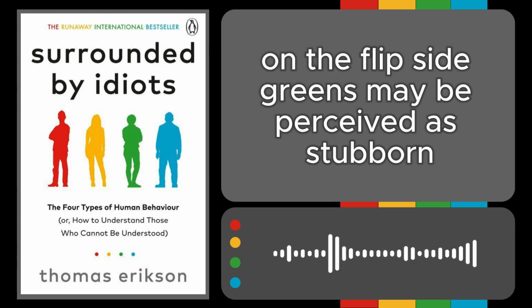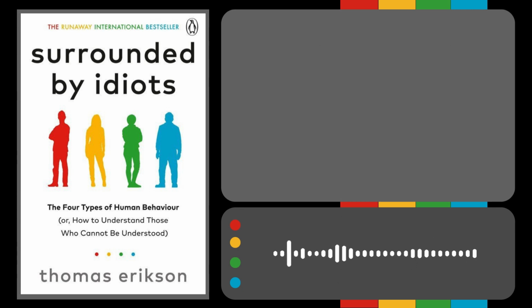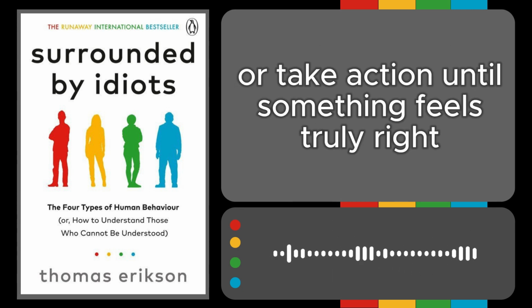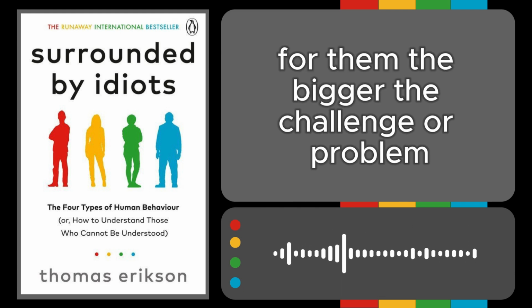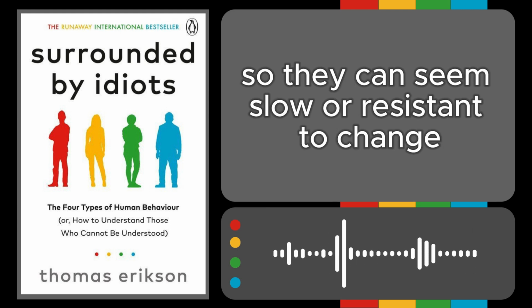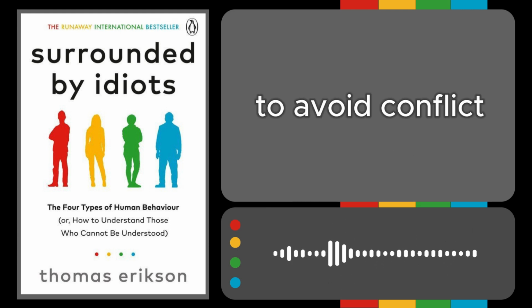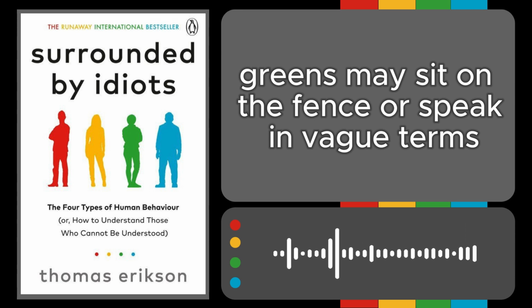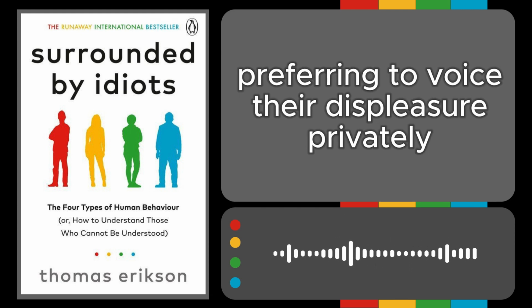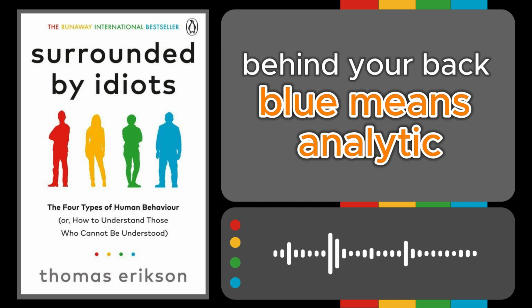On the flip side, greens may be perceived as stubborn, indifferent, or even dishonest. They don't change their minds or take action until something feels truly right for them. The bigger the challenge or problem, the more they hold back. So they can seem slow or resistant to change. To avoid conflict, greens may sit on the fence or speak in vague terms. Even if they disagree with something, they're unlikely to speak up, preferring to voice their displeasure privately behind your back.